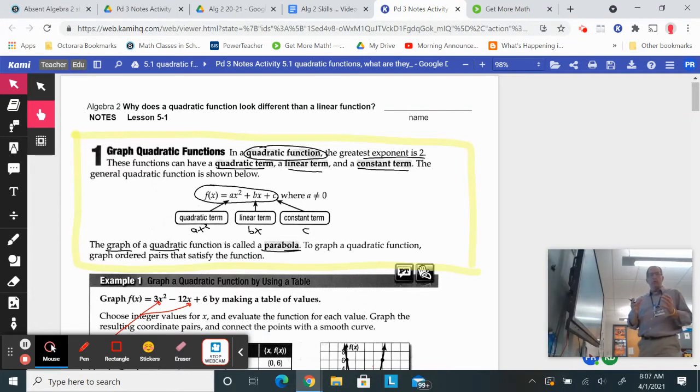So in this video, I want to show you the basics of quadratic functions that we've been looking at. So we're going to look at the notes activity that I've shown in class.